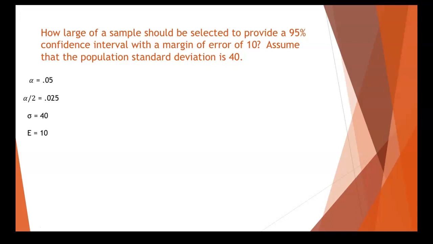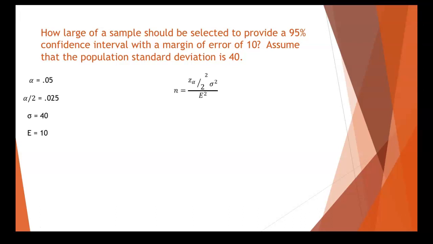So now we have everything that we know over on the left side. We know that our alpha is 0.05. We get that by taking 1 minus our confidence level of 95%. Since our alpha is 0.05, we know that alpha divided by 2 is 0.025. We know that our sigma is 40. That's our population standard deviation. And we know that E, our margin of error, is 10.